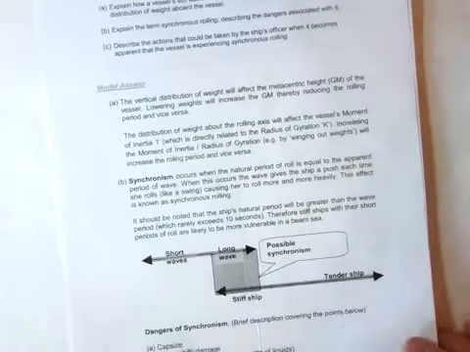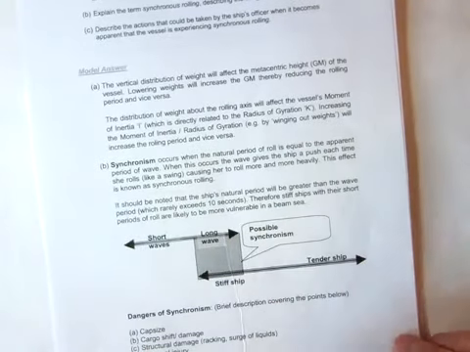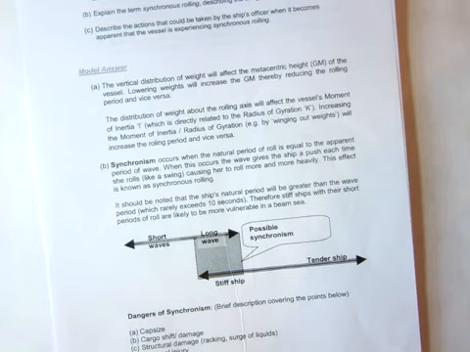Okay, the term synchronous rolling: now we're talking about the dangers associated with it. Synchronism occurs when the natural period of roll is equal to the apparent period of wave. So when this occurs, the wave gives the ship a push each time she rolls, and therefore the roll becomes heavier and heavier, and it's known as synchronous rolling.